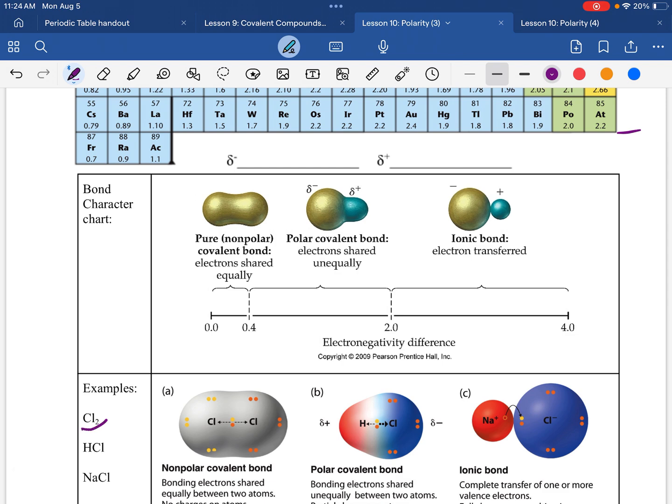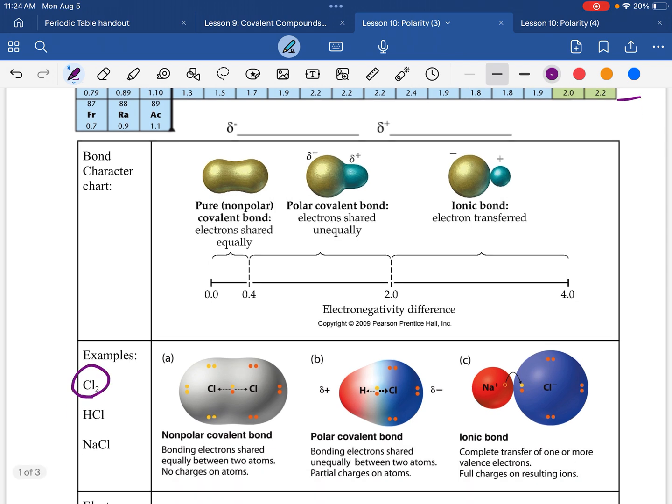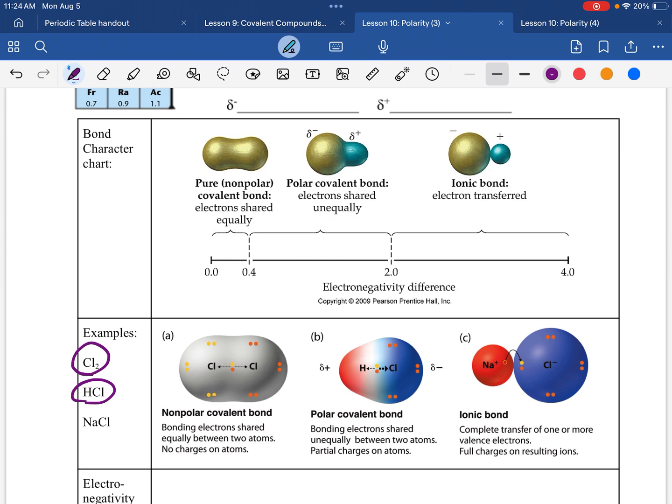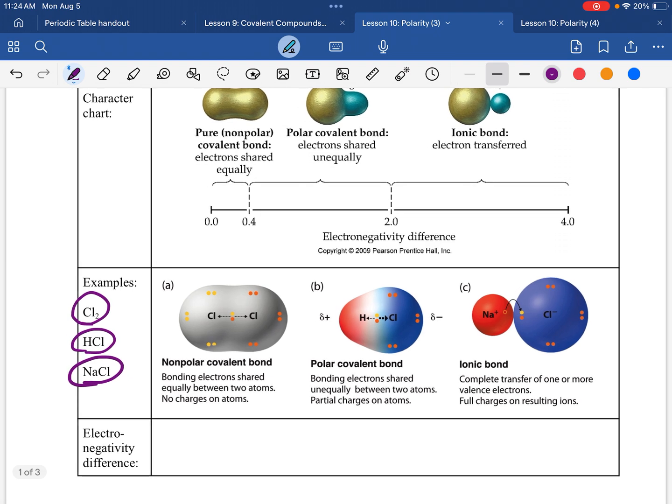So we're going to look at an example of 3 different compounds. Cl2, it's chlorine gas. HCl is actually hydrochloric acid, which is the acid our stomach makes to digest food. And NaCl, sodium chloride, is actually table salt. So we're going to look at these three compounds and see how their electronegativity differences compare.